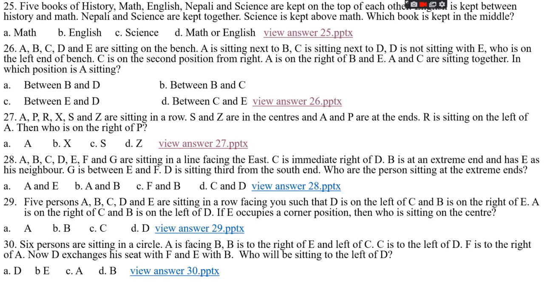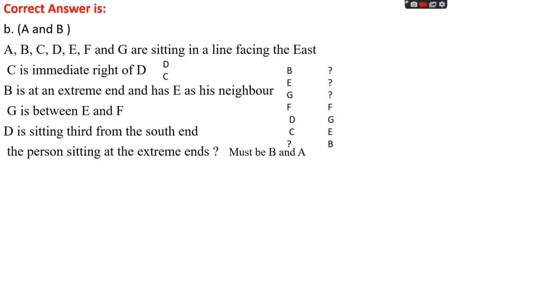Question number 28. A, B, C, D, E, F and G are sitting in a line facing the east. C is immediate right of D. B is at the extreme end and has E as his neighbor. G is between E and F. D is sitting third from the south end. Who are the persons sitting at the extreme ends? Option A, A and E. Option B, A and B. Option C, F and B. Or option D, C and D. The right answer is option B, A and B.